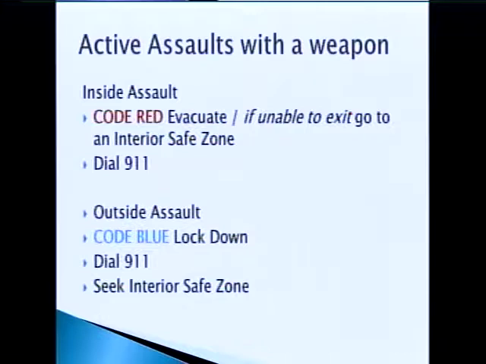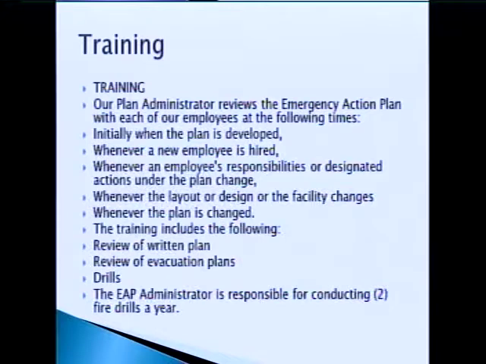We've touched on these. Active assault with a weapon inside is a code red. Get out. Personal safety first. And outside would be a code blue. Lockdown inside. We probably want, obviously, to lock the front doors, and do anything we can as employees to secure the building, to try to isolate the threat from outside. And we talk on training.